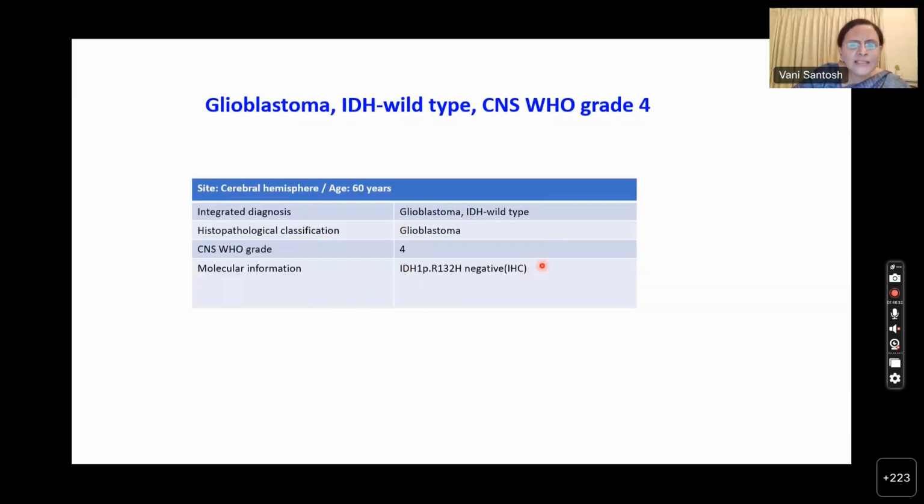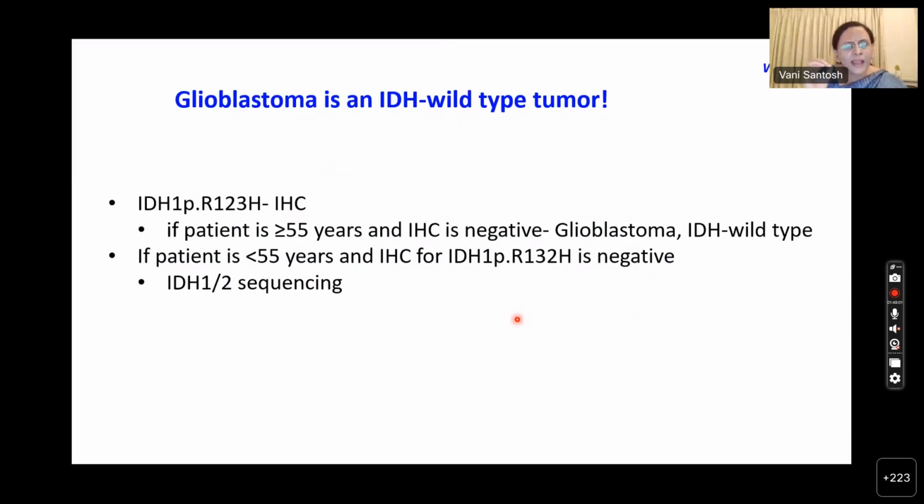We are calling this IDH wild type with IHC itself because the patient is age 60 years and IHC is negative. The reason is, as per WHO recommendation, for any patient equal to or above the age of 55 years, if IHC is negative for IDH1 R132H, it's more than sufficient to call it glioblastoma IDH wild type. Because the frequency of the other mutations after the age of 55 years is almost nil. You don't get the other mutations.